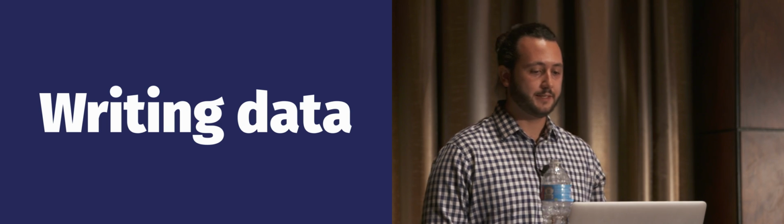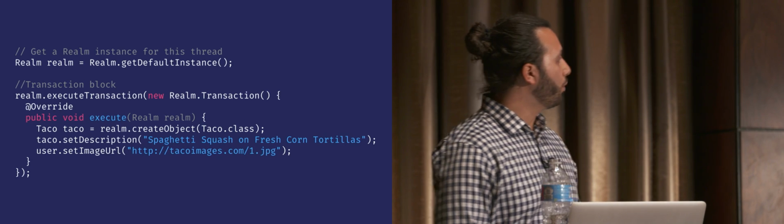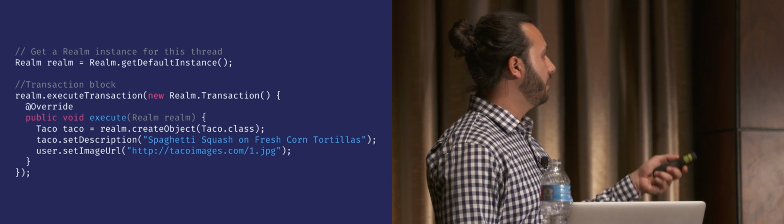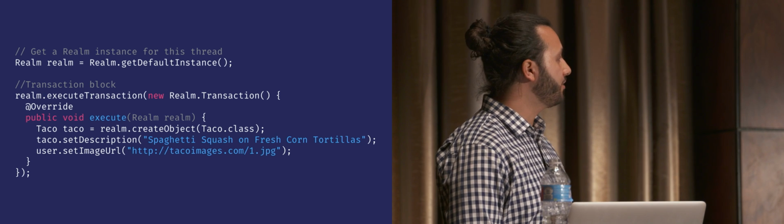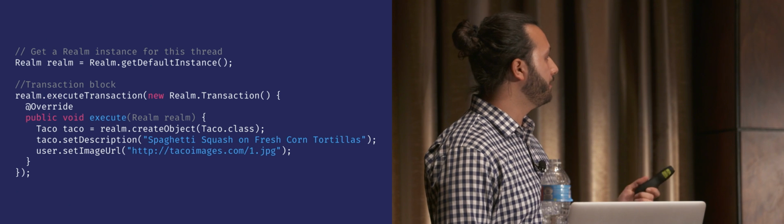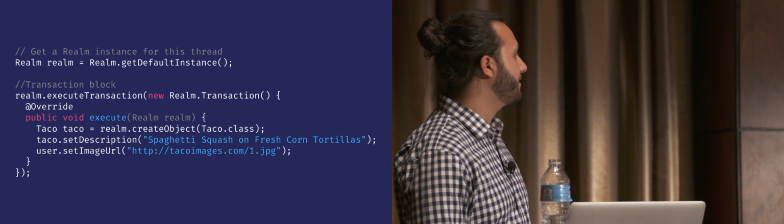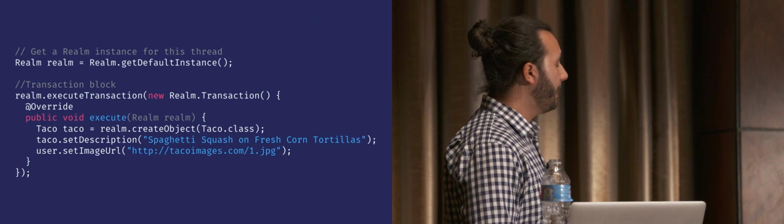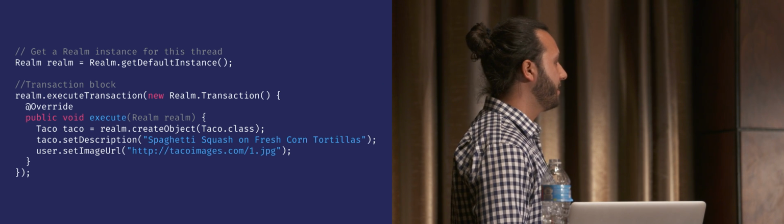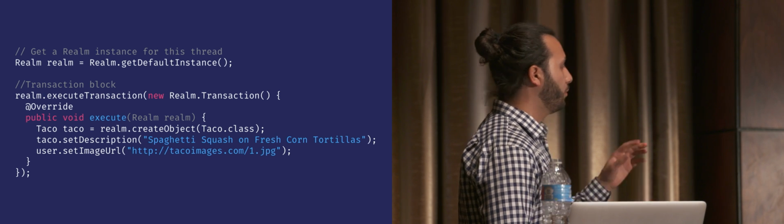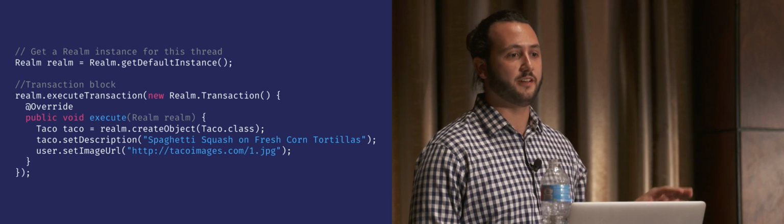With our RealmResults, we can iterate over them, we can treat them as taco objects. Another way of writing data, we again need to get our instance of Realm if we're in a new thread for some reason. We can use this transaction block. So what I'm doing here is I'm executing this transaction. I'm creating a new object from Realm, setting the description, setting the image URL, and then when that block executes, it'll be persisted into the database.